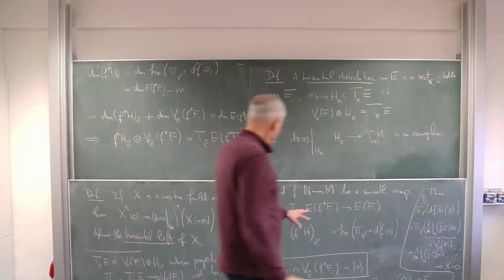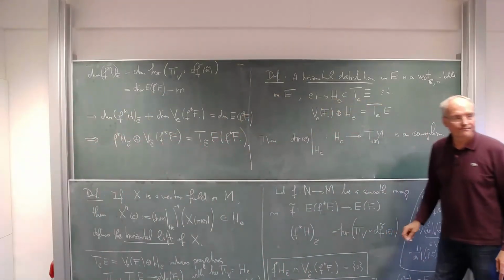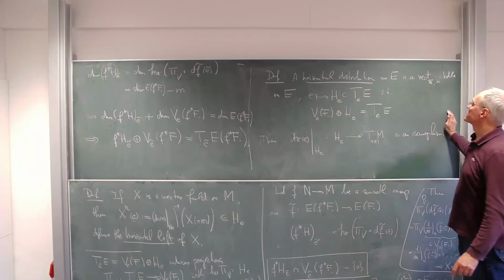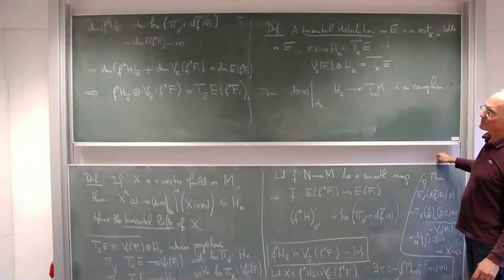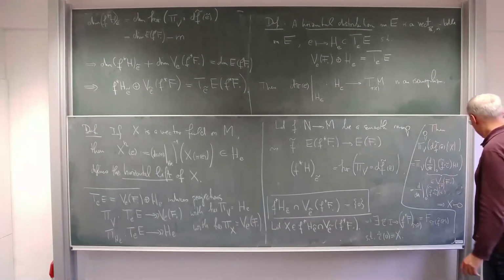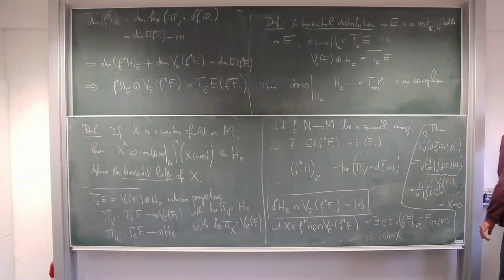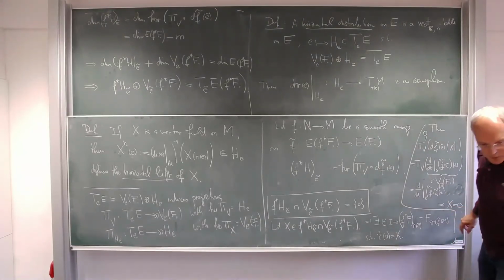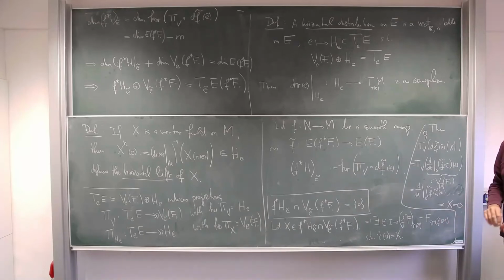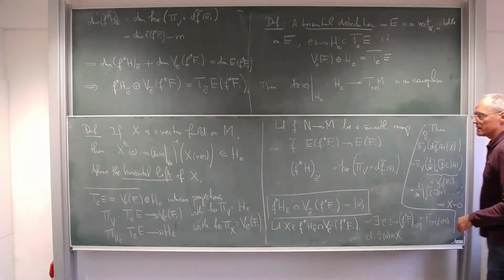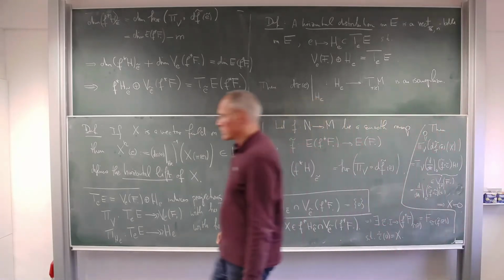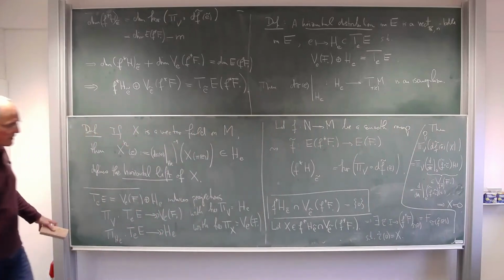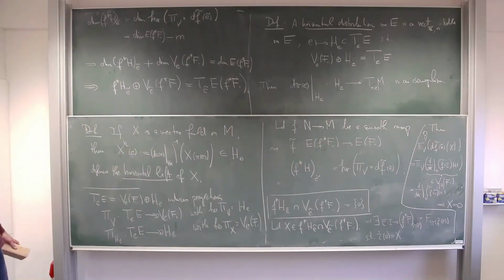So this way we can pull back horizontal distributions. That's important because it will mean that we can pull back connections, and it will turn out that we can then also pull back curvatures, and this will also be relevant to our characteristic classes.